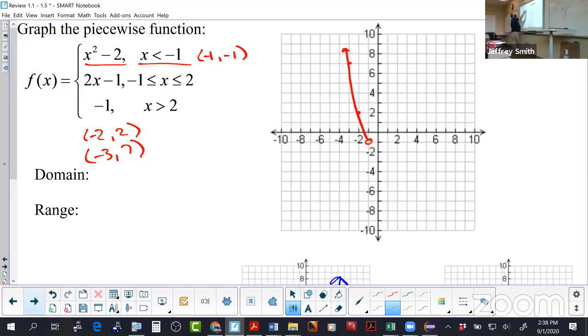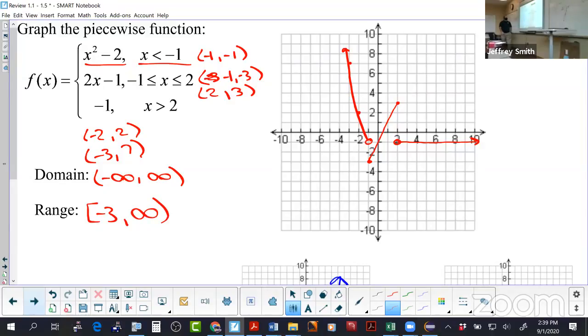Between -1 and 1, if I plug -1 in here, I get -3. So -1, -3. And 2, 4 minus 1 is 3. So 2, 3. And then x greater than 2 is always -1. So that's an open dot, and it's always -1. Very similar to the one we had on the quiz, I imagine. Domain, -infinity to infinity. The range bottoms out at -3, and then we go all the way to infinity on the range. That parabola makes it go all the way to infinity.